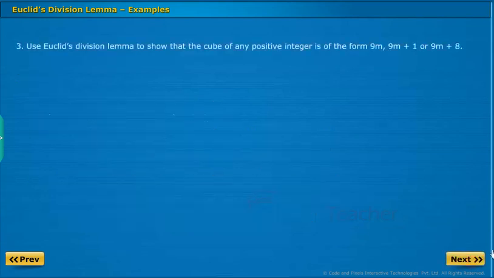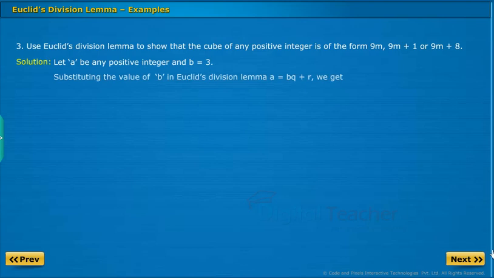Problem 3: Use Euclid's division lemma to show the cube of any positive integer is of the form 9m, 9m plus 1 or 9m plus 8. Solution. Let a be any positive integer and b equal to 3. Substituting the value of b in Euclid's division lemma, a equal to bq plus r, we get a is equal to 3q plus r, where 0 less than or equal to r less than 3. Let it be equation 1.